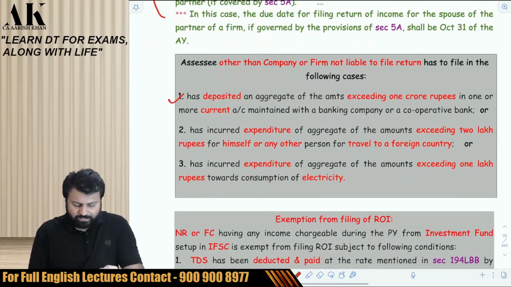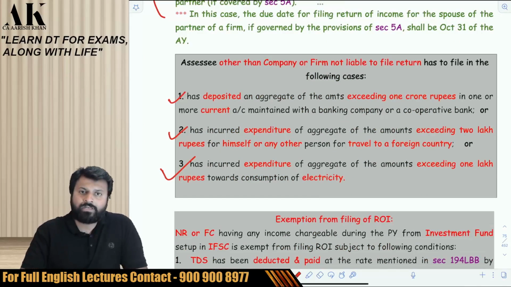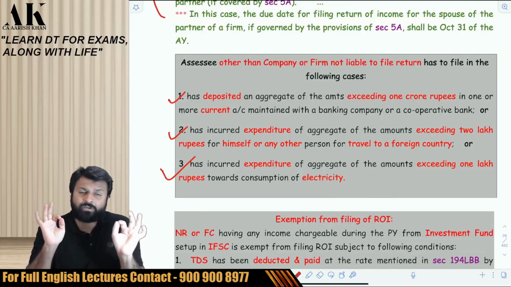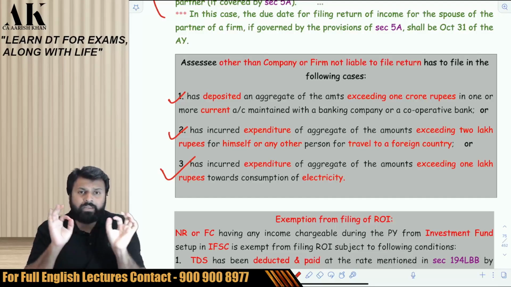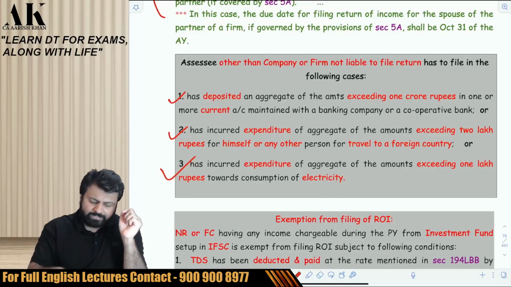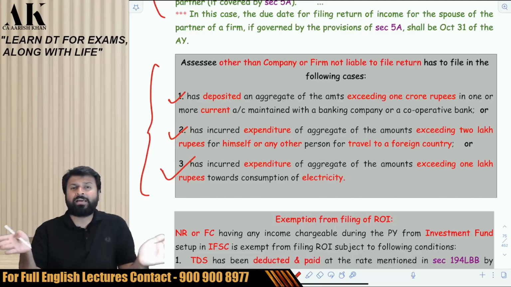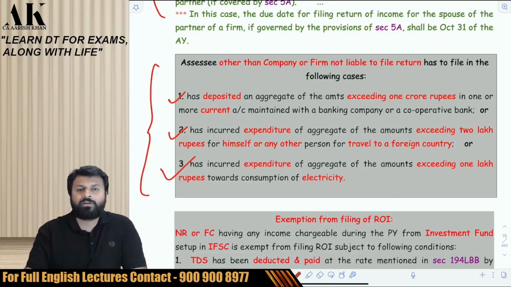Now there are three more categories of assessees for whom filing of return is mandatory. First, if a person has deposited more than 1 crore, listen carefully. This criteria is applicable to whom? Is it applicable to company? The answer is no. Companies are always liable to file ITR. Is it applicable to firm? The answer is no. Firm is always liable to file ITR. Then for whom is this particular provision applicable? This is applicable for other than company and firm.